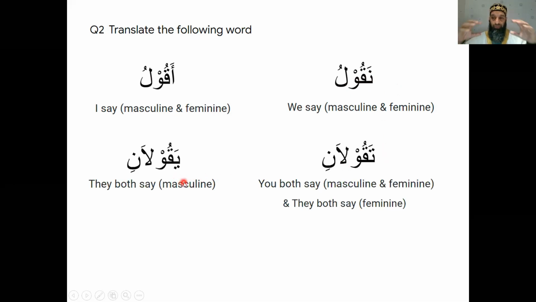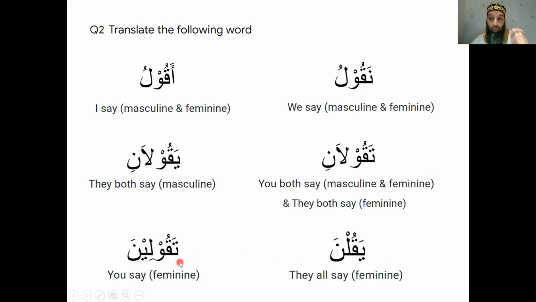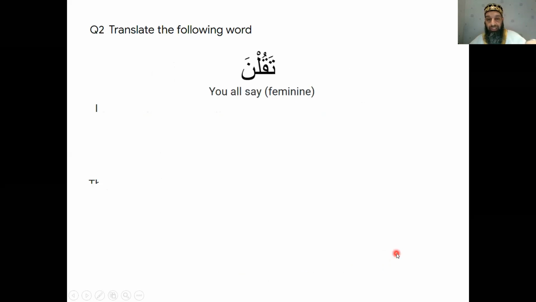Yaqulani. What I did is I put the most frequently occurring ones at the start of the test and the least occurring ones in the Quran later on in the test. So we've done the ones in the previous page, and these are the ones that come most, as far as I know. The duals come in less and the feminines come less as well. So yaqulani, they both say. Taqulani, you both say, and also they both say, feminine as well. Taqulina, you say, feminine. I'm talking to a woman. And yaqulna, they all say. And taqulna, you all say, feminine.